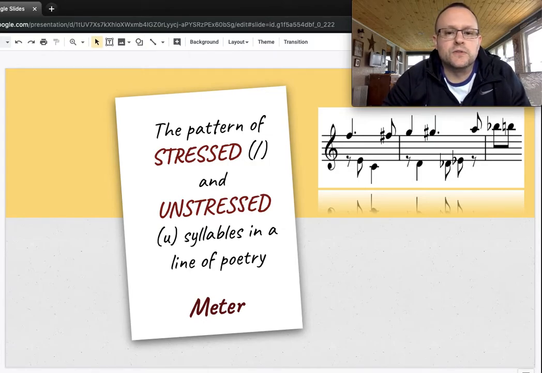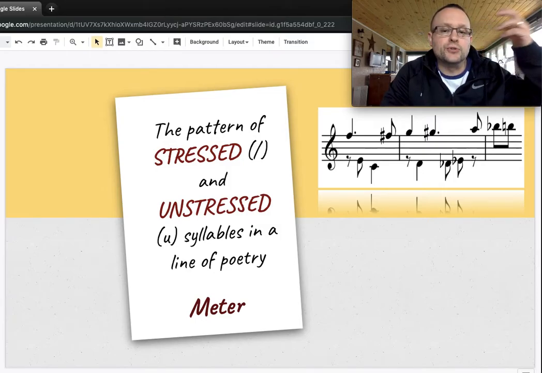You can see next to stressed and unstressed, I have a slash here, and a little U, which is called a cup. The slash and the cup are used to identify which syllables in a word are stressed or unstressed. I have the example or the picture here of a line of music to illustrate the connection that would be happening here, where meter is literally just the rhythm that is going on within a poem.